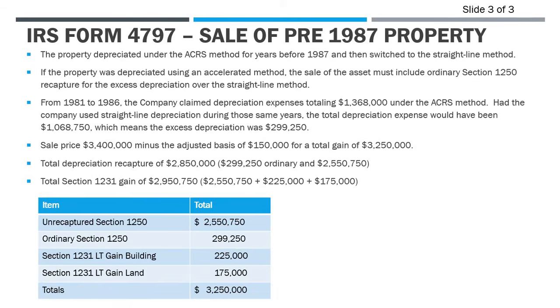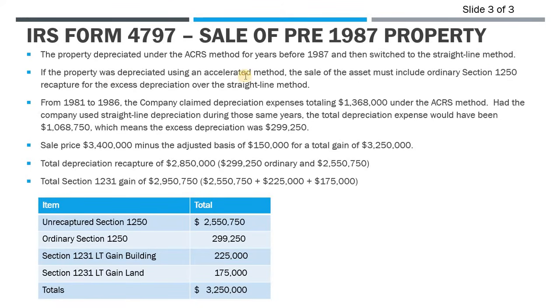So let's look at the last slide here, and then we'll go through the return. So I want to run through the fact pattern here again, the numbers in more detail, and then I'll show you on the return how all this gets reported. So the property, again, we were depreciating it under the ACRS method because it was placed in service pre-1987. And then when 1987 hit, we switched to the straight line method, which was okay, right? You're generally always allowed to switch to the straight line method if you use an accelerated one, and it's not a method change that you have to get permission by the IRS. You can just go ahead and do it and change it going forward.